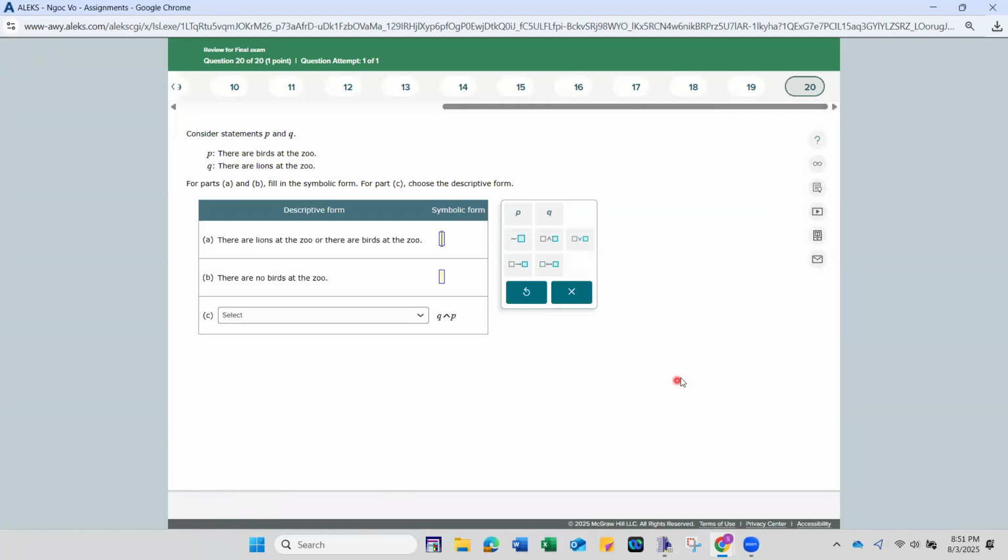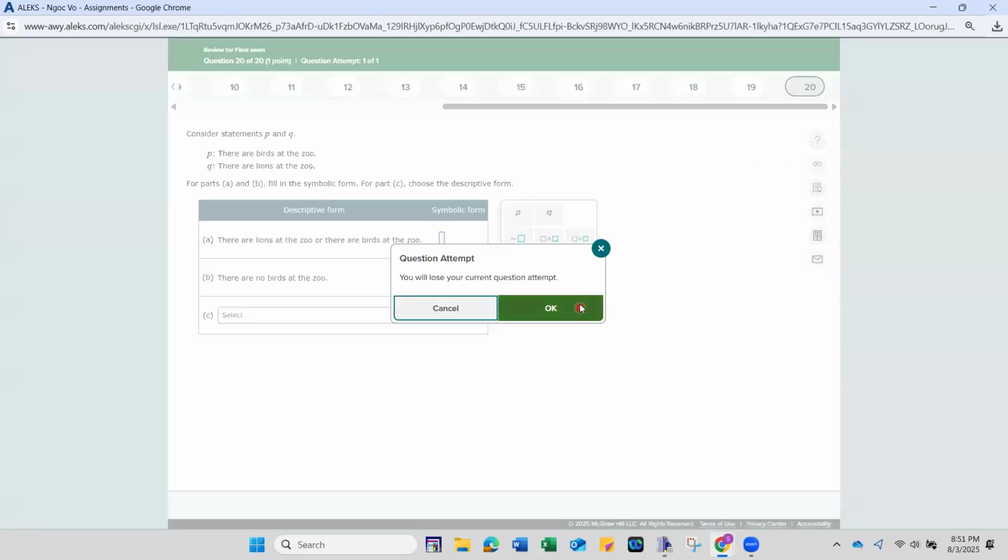The last question is about logic statements. How to represent logic in a symbolic way. So here you have a descriptive form and you're going to write a symbolic form for the first question and the second question. For the third question, you have a symbol and write a statement form. So I'm going to use the explanation again.